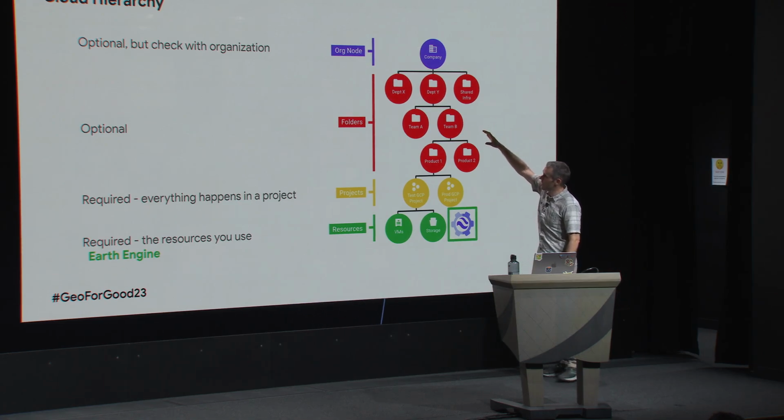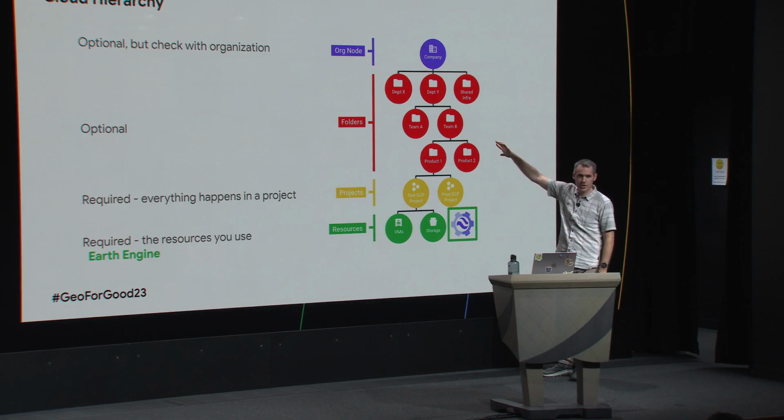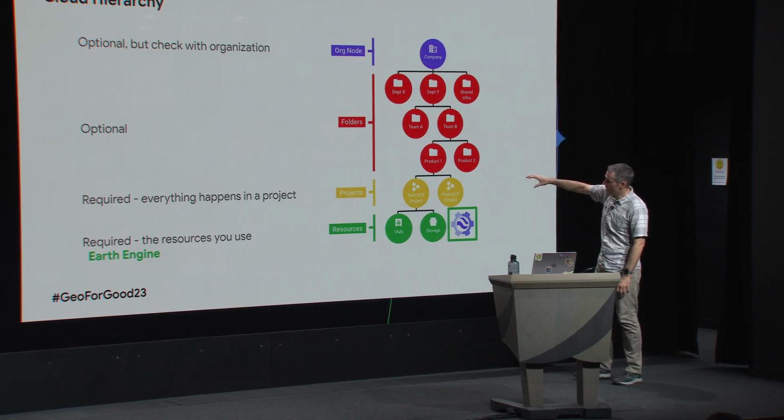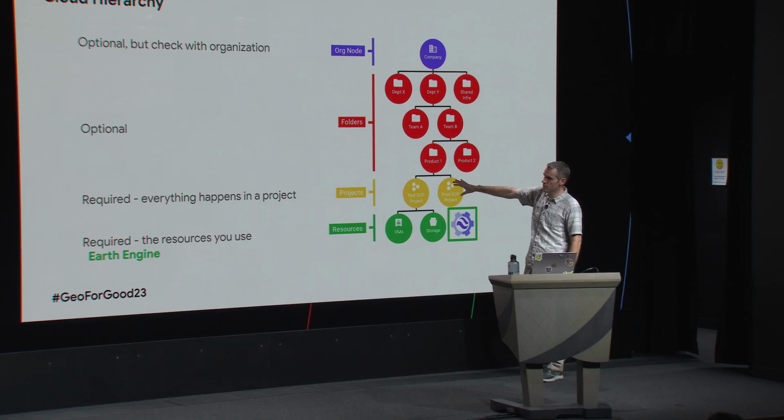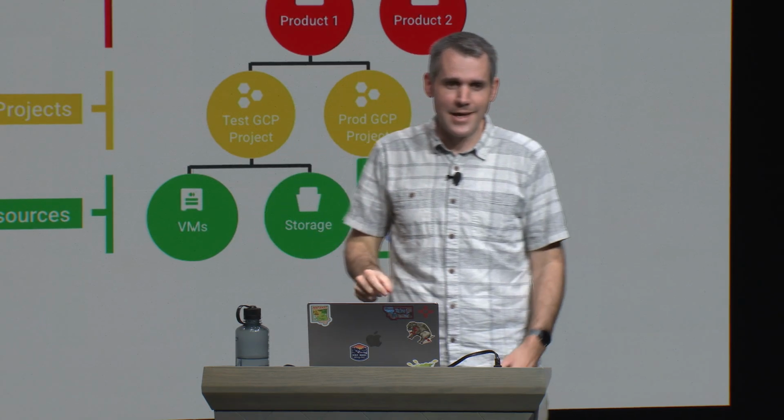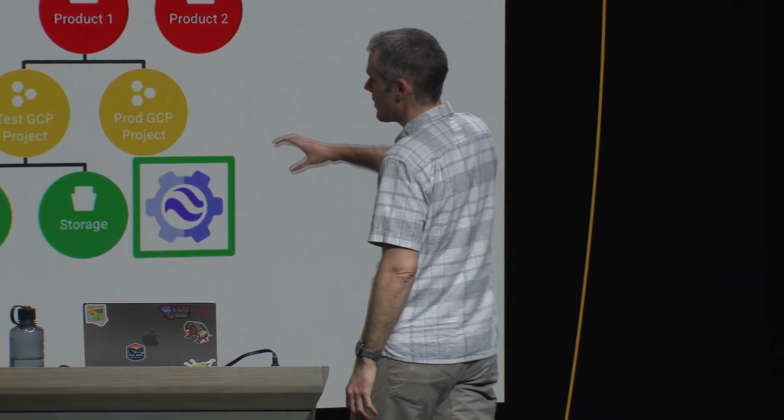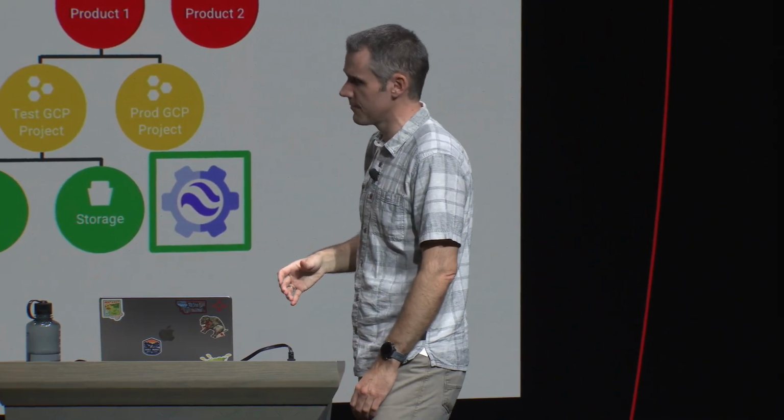And then you can go down from there where you can have folders to manage your projects. That can be optional. But you come down here to what we call Google Cloud projects. And a Google Cloud project is required. That is where everything happens in Google Cloud. It happens in a cloud project. And then within a project, you have the resources that you use. And today we're going to be talking about Earth Engine, but Earth Engine lives within a project. BigQuery lives within a project. Cloud storage lives within a project. Everything lives within a project.